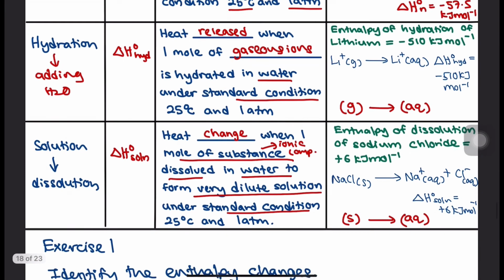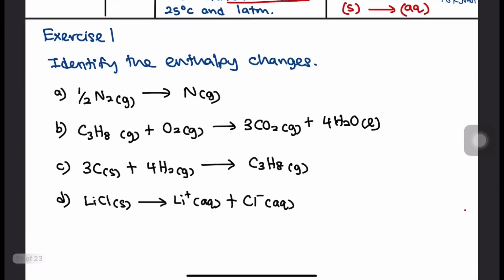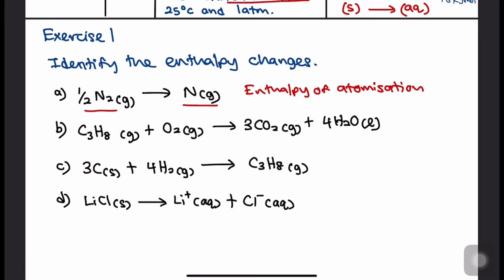Next, let's try out some questions to reinforce the knowledge that we have learned. So exercise 1, you are required to identify the enthalpy changes. Question A shows half mole of nitrogen gas being converted into 1 mole of nitrogen atom in gaseous state. So that is a good indication that this is an enthalpy of atomization. Now don't just stop your answers there, you have to be specific by stating which species is undergoing atomization, and that would be nitrogen. So your answer should be enthalpy of atomization of nitrogen.